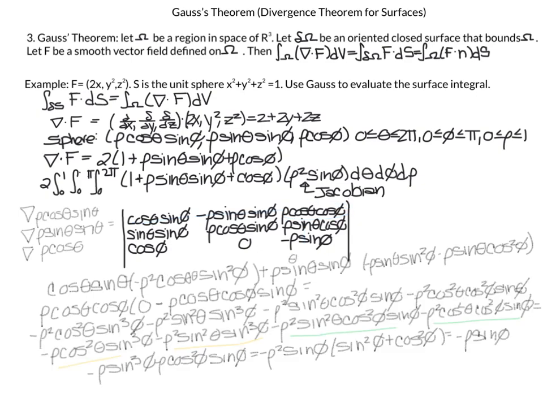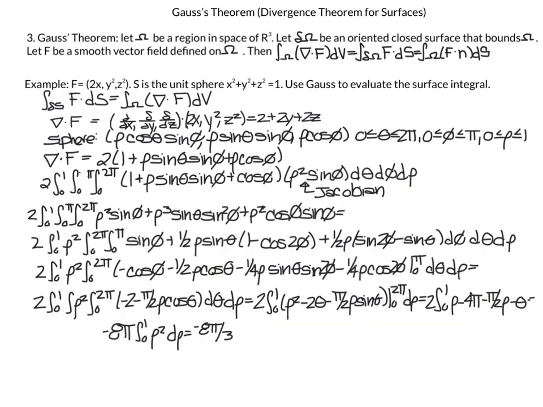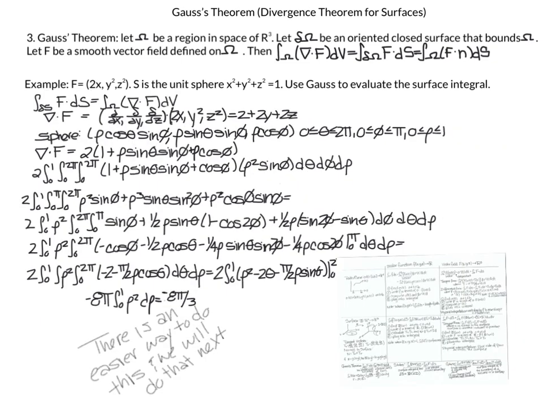The rest is algebra, which I'll let you follow. I did underline in yellow the two things that I combined, and in green the two things I combined. So now that you know where the Jacobian came from, the rest of this is integration and simplification. I did have to use some half-angle formulas in there, and I get my final answer, which is minus 8 pi over 3. There is an easier way to do this, and we will do that next, except I have to make one comment.